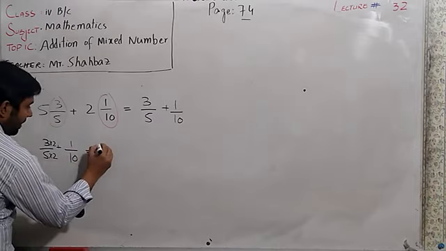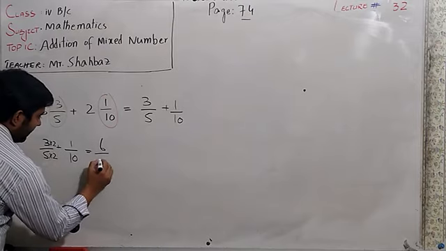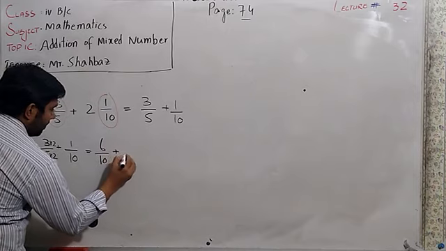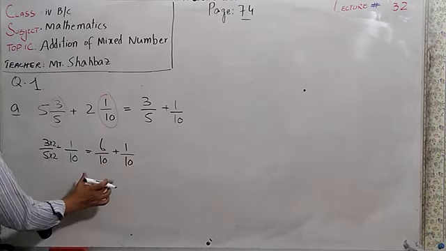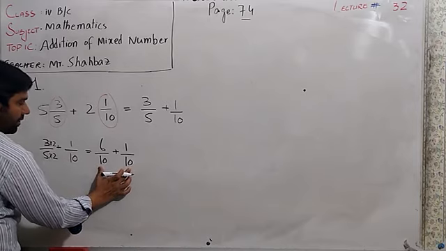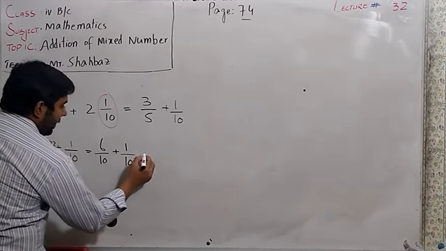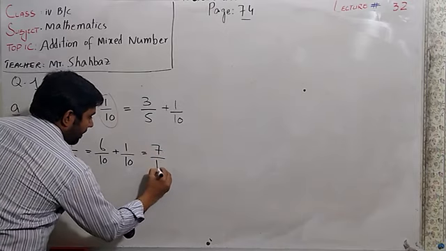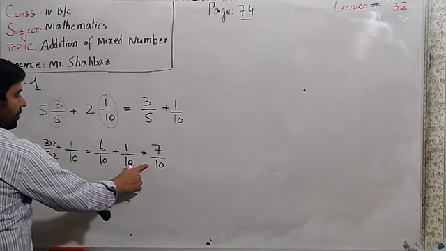3 multiplied by 2 will be 6. 5 multiplied by 2 will be 10. And this is plus 1 over 10. Now these are like fractions, they have the same denominator, so we can add them. 6 plus 1 is 7 over 10. We added the fractions.